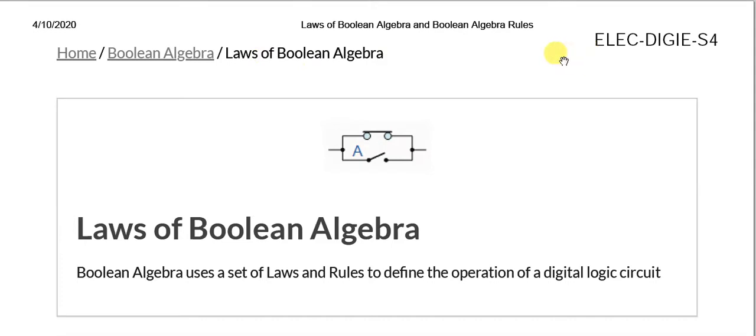Today's topic is Boolean algebra, or the laws of Boolean algebra. The topic code is ELEC-DIGIE-S4.